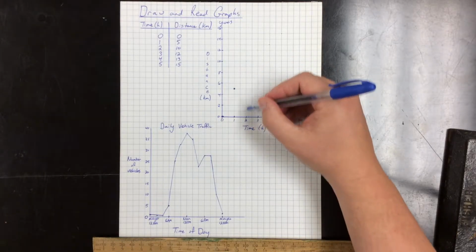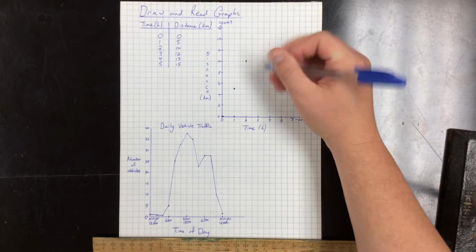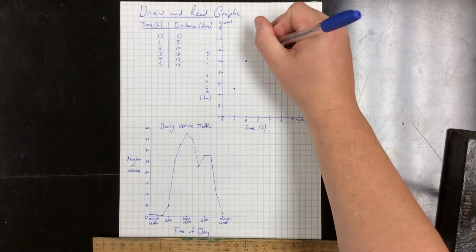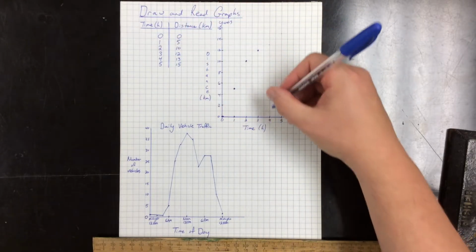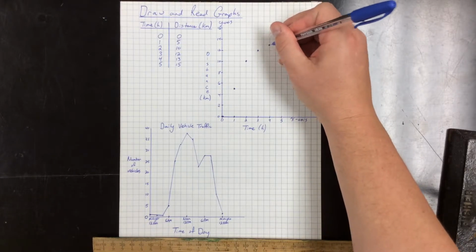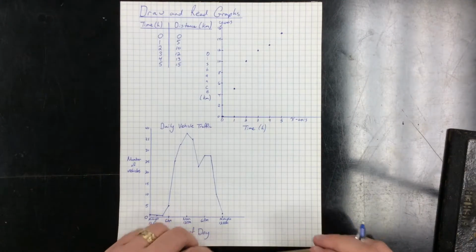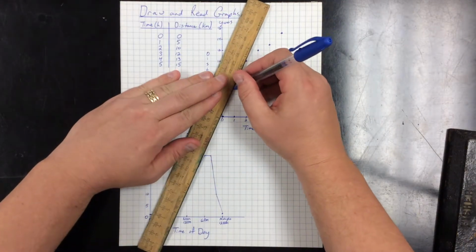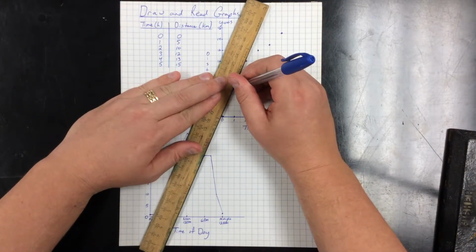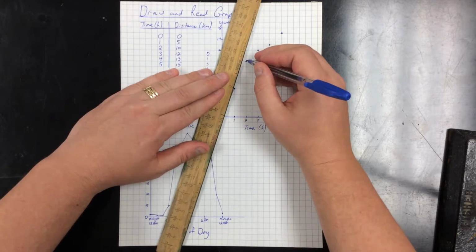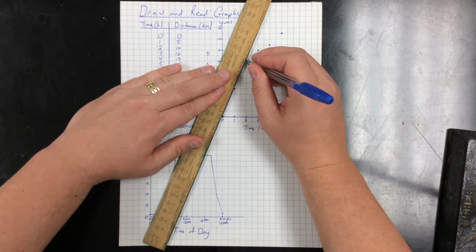2 hours and 10 kilometers. 3 and 12. 4 and 13, and 5 and 15. And we could connect these up to make it a line graph. Connect these up, and we start to see the relationship, or we start to see the patterns forming.